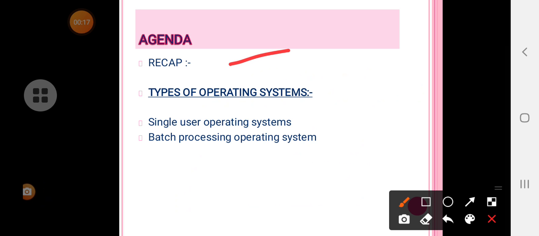What do you mean by hardware? Hardware means the physical components of a computer which we can touch and feel. And what do you mean by software? Software is a collection of programs and related data to perform some specific task or some common task. Software is of two types.